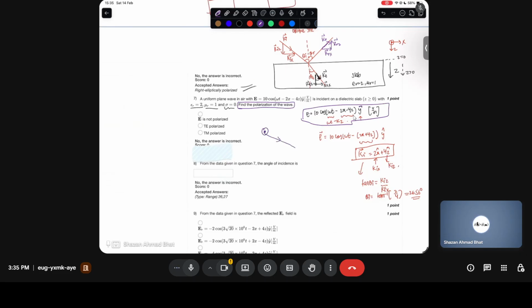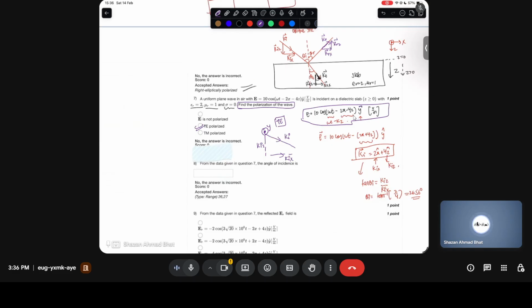This can be resolved into two components. This is the electric field incident, this is the k incident, this is the k incident in z direction, this is the k incident in x direction, and this is y. So the electric field is oscillating perpendicular to the direction of propagation. I should say the polarization is perpendicular to the direction of propagation. So hence it's a transverse electric wave.